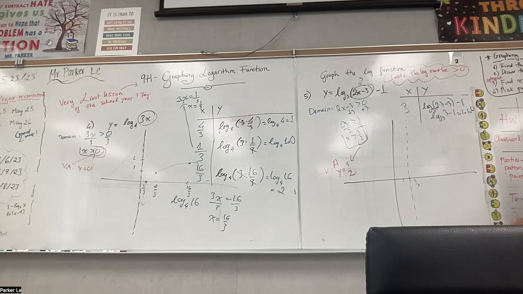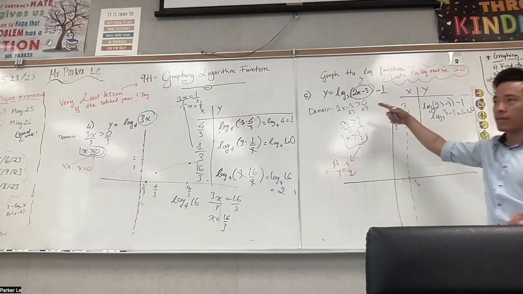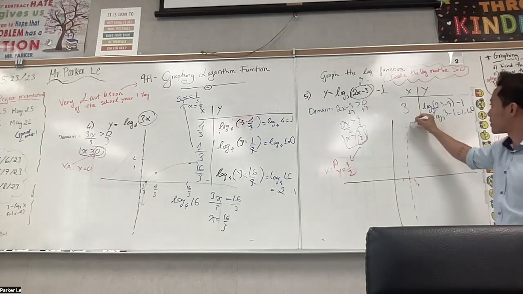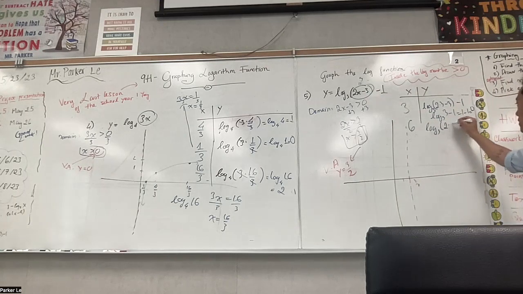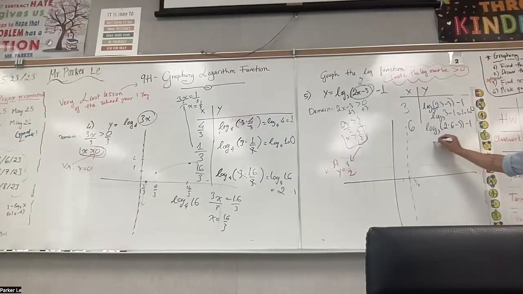What is the next good one? 6. Yeah, 6. 6 times 2 is 12. 12 minus 3 is 9. Yeah, that's a good one, 6. Okay, good. Give 1 point for Sophia. So 2 times 6 is 12. 12 minus 3 is 9. What is log base 3 of 9? 2. 2 minus 1 is? 1. What is the next good number?